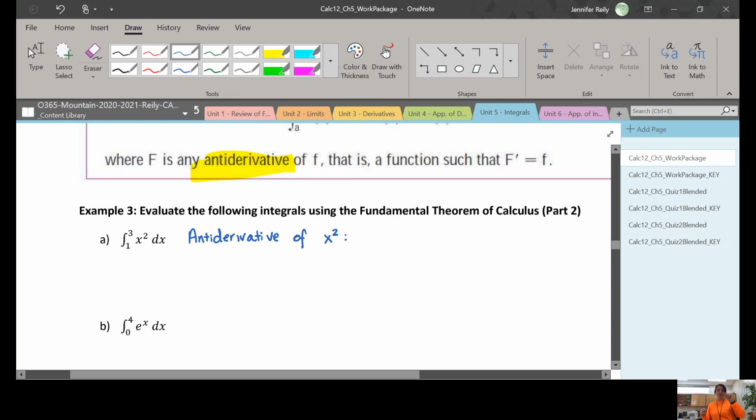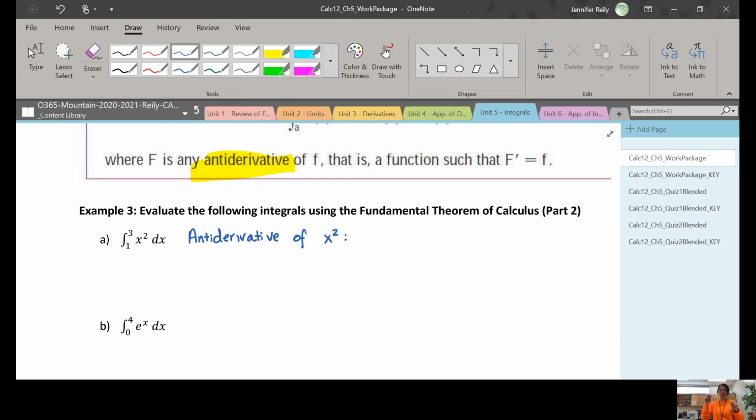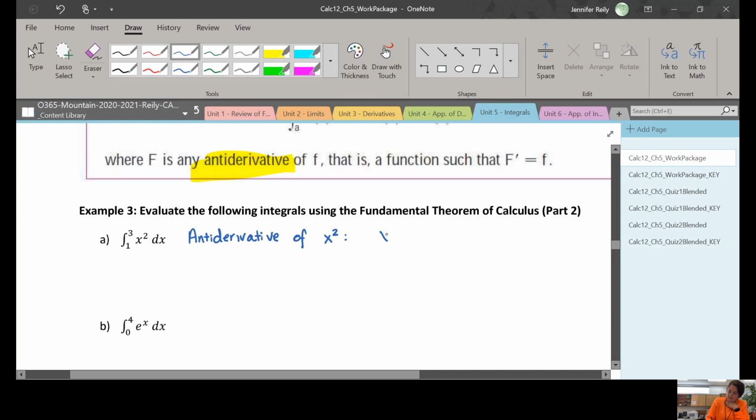It's like doing the opposite of the derivative. So for a derivative, we would bring the power down and reduce it by 1. For the antiderivative, we do the opposite of that. So we bump the power up and we divide by that power. So here's what an antiderivative is.